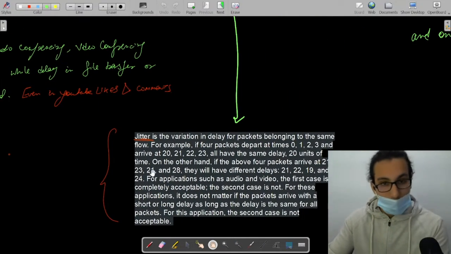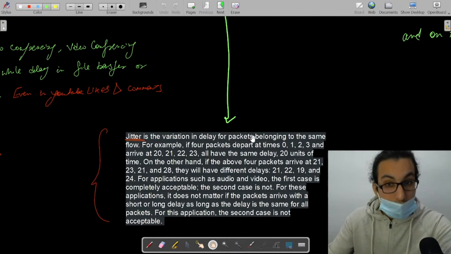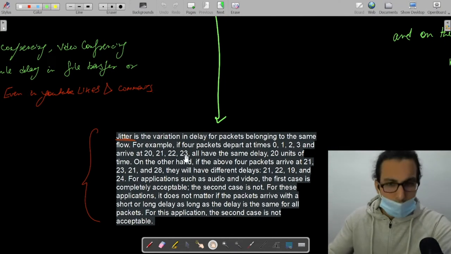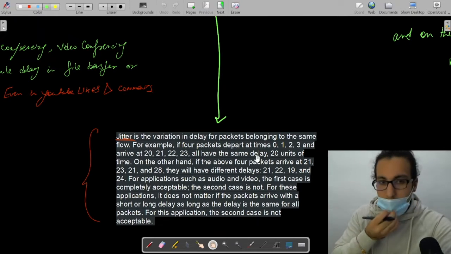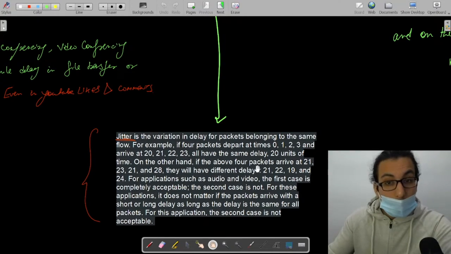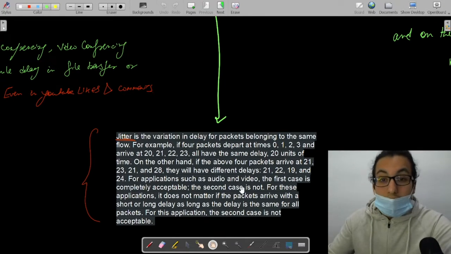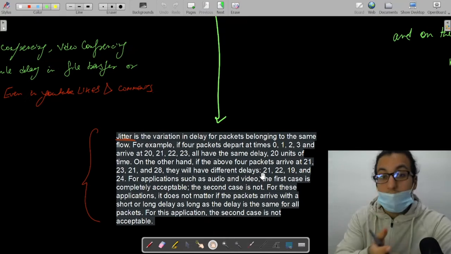And then we have jitter. Jitter is the variation in delay for packets belonging to the same flow. For example, if 4 packets depart at time 0, 1, 2, 3 and then arrive at 20, 21, 22, 23, all have the same delay, 20 seconds. On the other hand, if the above 4 packets arrive at 21, 23, 21 and 28, they will have different delays, like 21 seconds, 22 seconds, 19 seconds and 24 seconds.